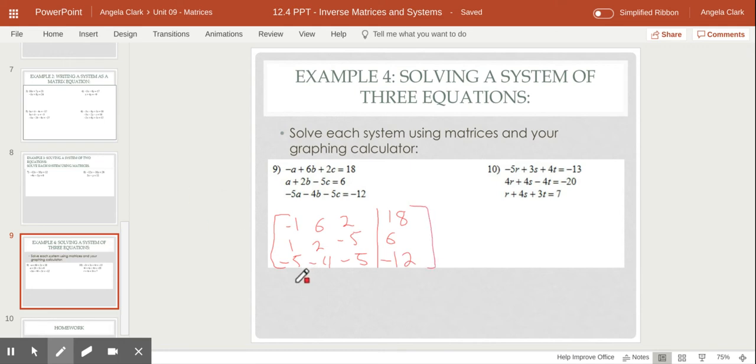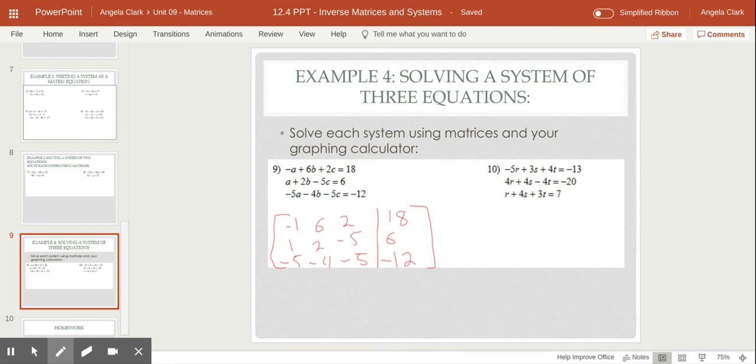If you have a Casio graphing calculator, I believe that you would put it under simultaneous equations, and then you would tell it that you have 3 equations, and then you would put this into the matrix that it gives you, and then just hit solve.